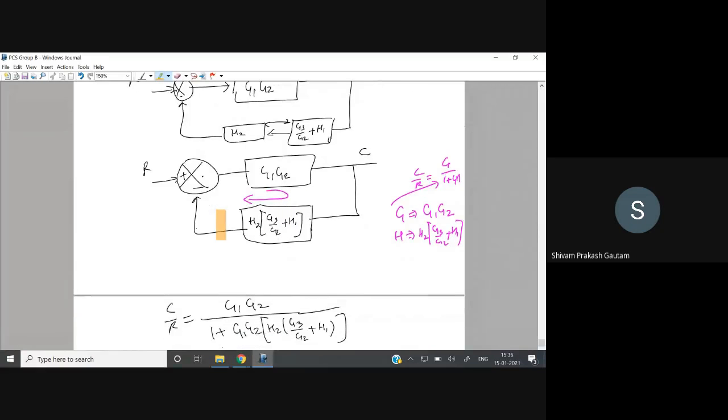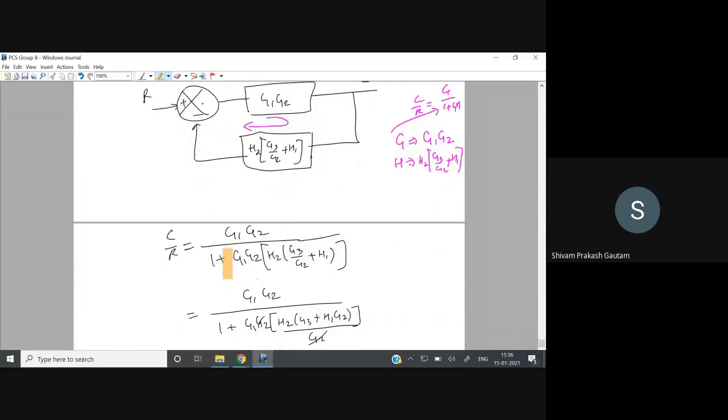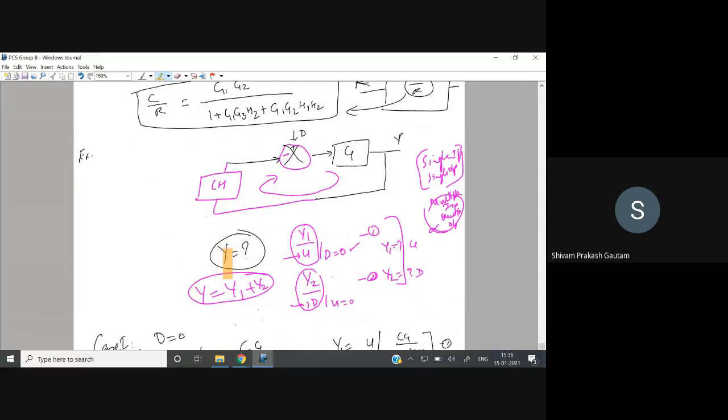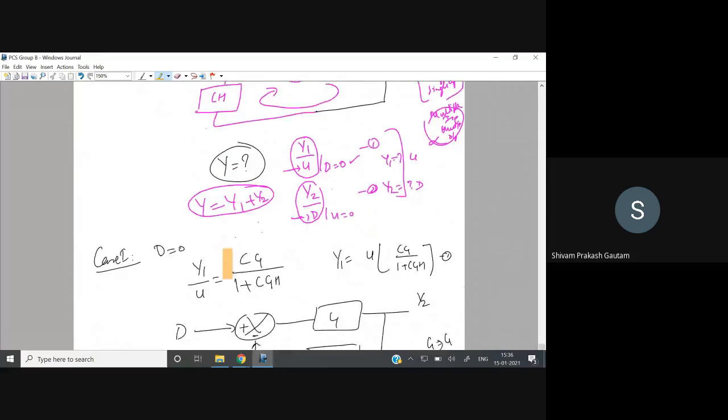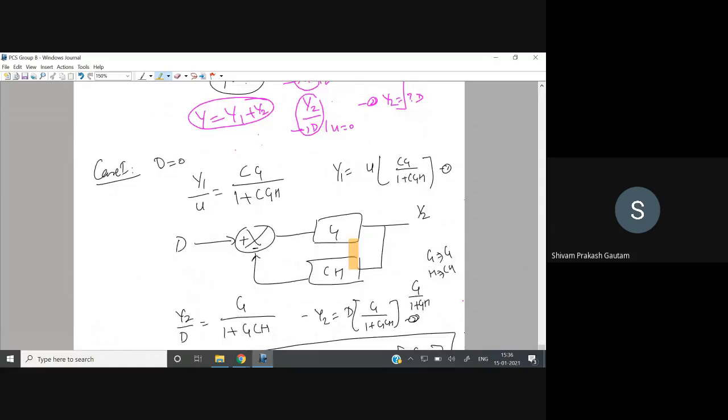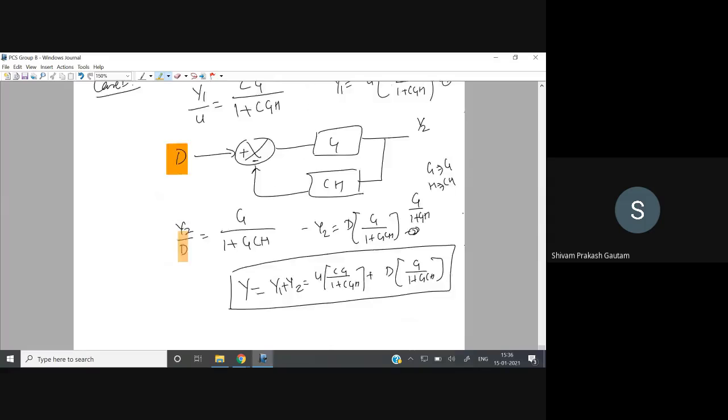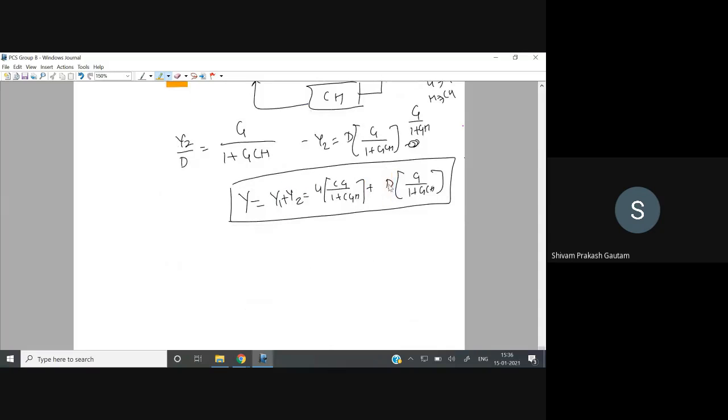One more problem we have seen, where you have to find the value of Y while also dealing with D. D is noise, right? So we calculated Y in the presence of noise also. Some amount of noise will be there in every system, so we calculated that also. Any doubt in this part? No, sir, no doubt.